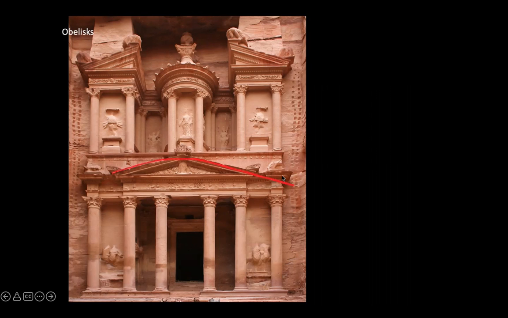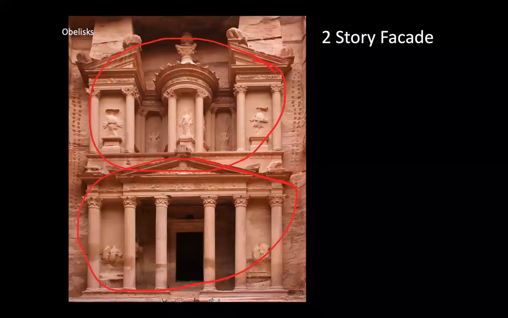All right, so some things we're going to talk about. This is overall a 2-story facade. So a facade is like the front entrance, right? We don't even see the back part of this because it's a cliff. So this is carved right into the cliff wall, and it is a 2-story facade. So go ahead and label on your notes.